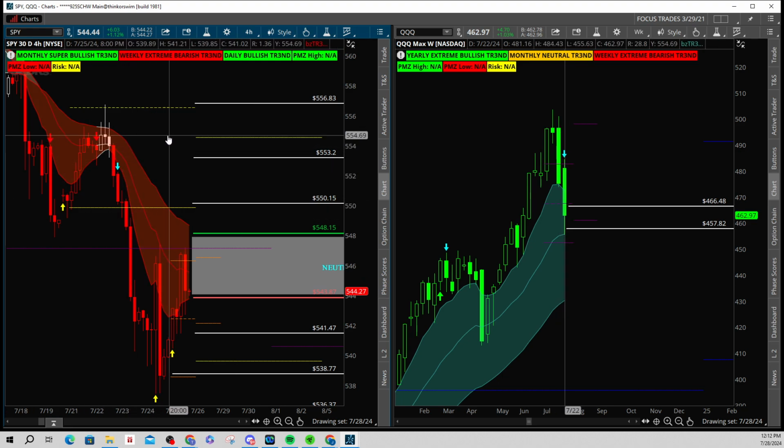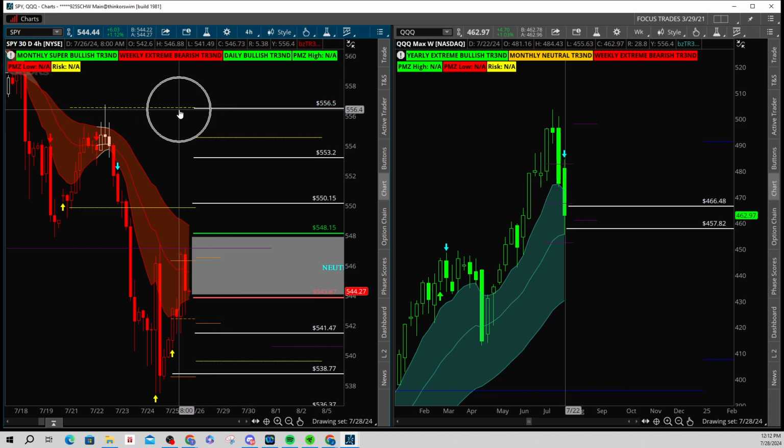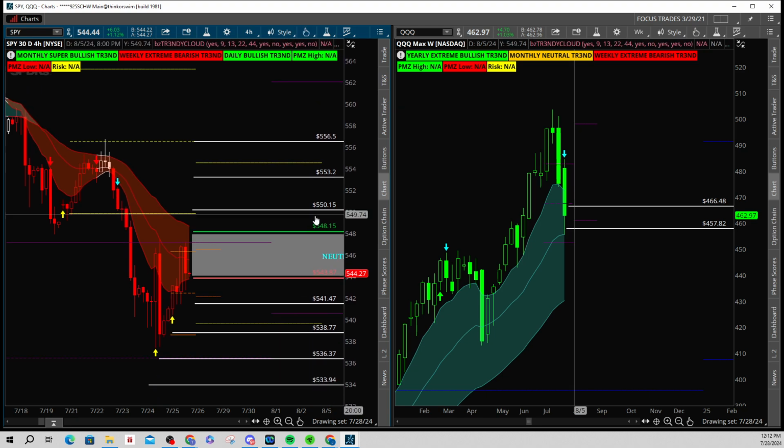So yes, you can see a huge rejection from this yellow line. I'm going to actually take this 556.83, pull it down just a tad to match last week's mid. All right, right there. And I like this.